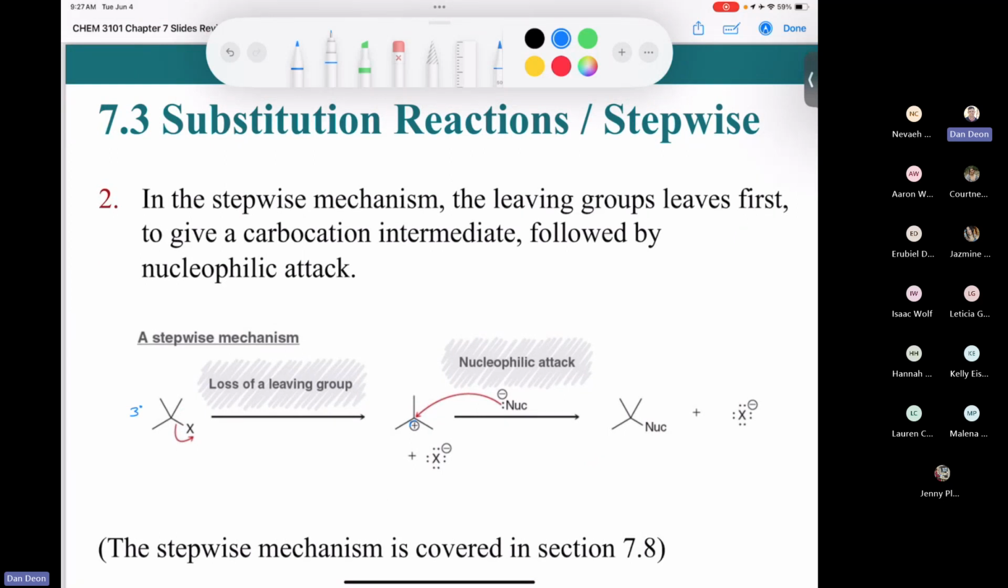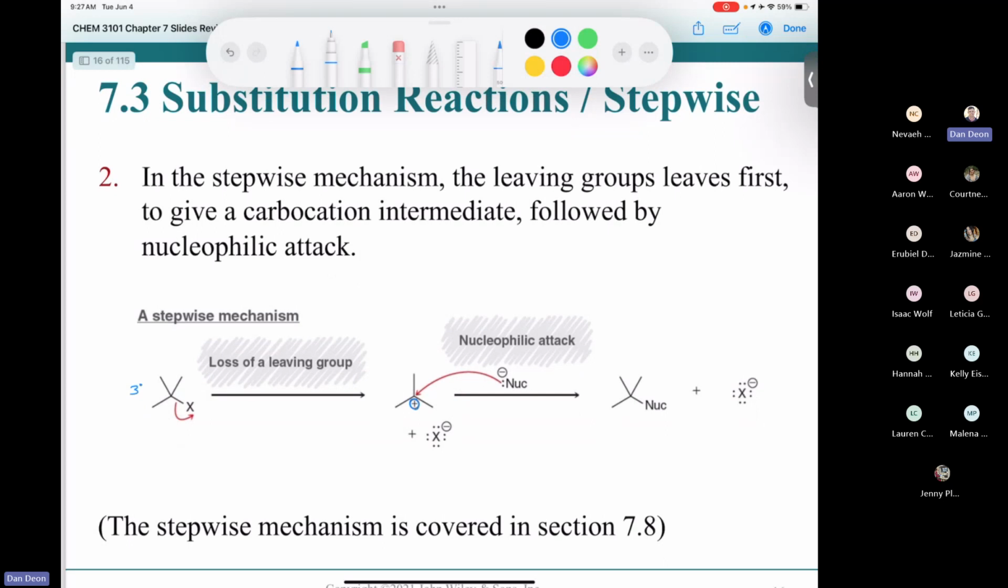You form your carbocation, and then the carbocation is susceptible to nucleophilic attack, so the nucleophile comes in. But again, overall, what did we do? We substituted the halogen for our nucleophile. So we're going to look at this particular mechanism, the stepwise mechanism. We're going to cover this in more detail in section 7.8. So that's going to be a little ways away.